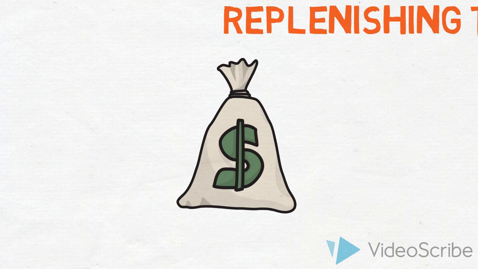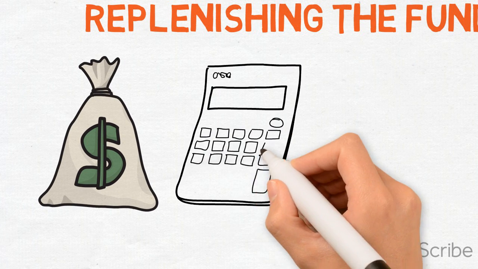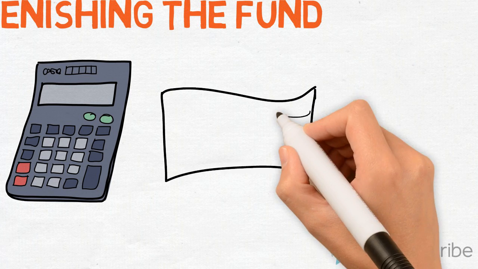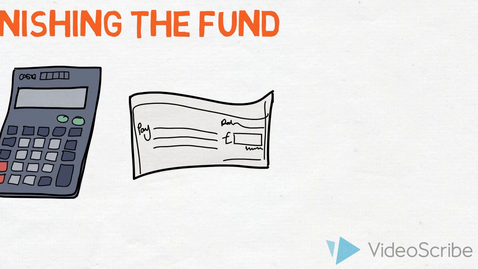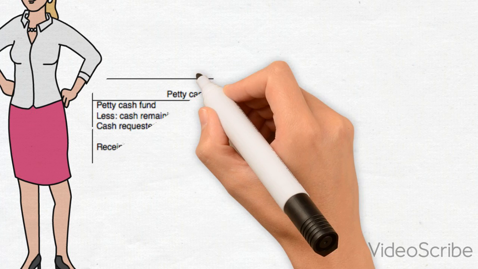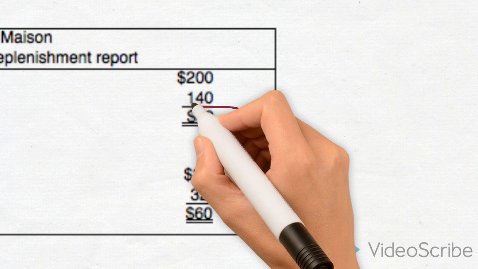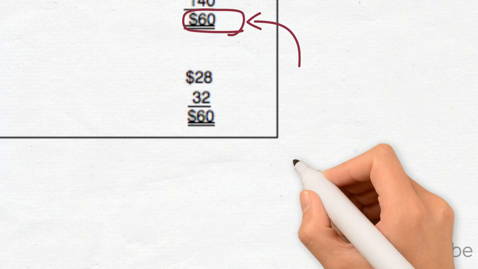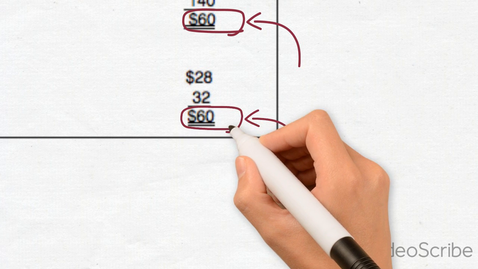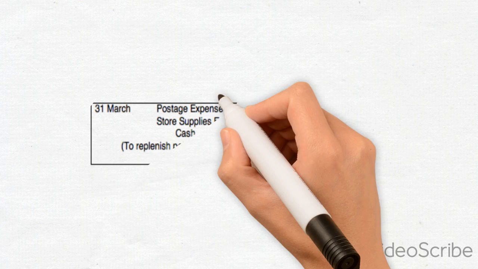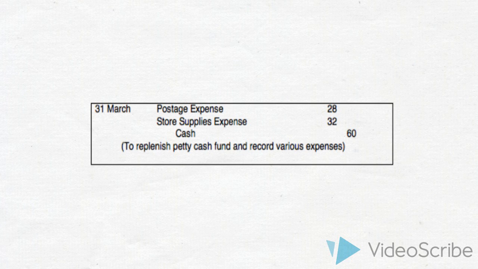In order to do this, the cash remaining in the fund must be counted and the company must cash in a check to bring the cash in the fund to its original amount. Remember Sophia? Well, by the end of March, she spent $28 on postage and $32 on store supplies. Therefore, she made the following report, which shows the original amount, the amount remaining, and by subtracting these, the amount needed to replenish the fund. It also shows the total receipts. They both equal $60. She can then cash a $60 check and record expenses like this, simply increasing the expense accounts in regard to the spending and decreasing the cash for the check amount.